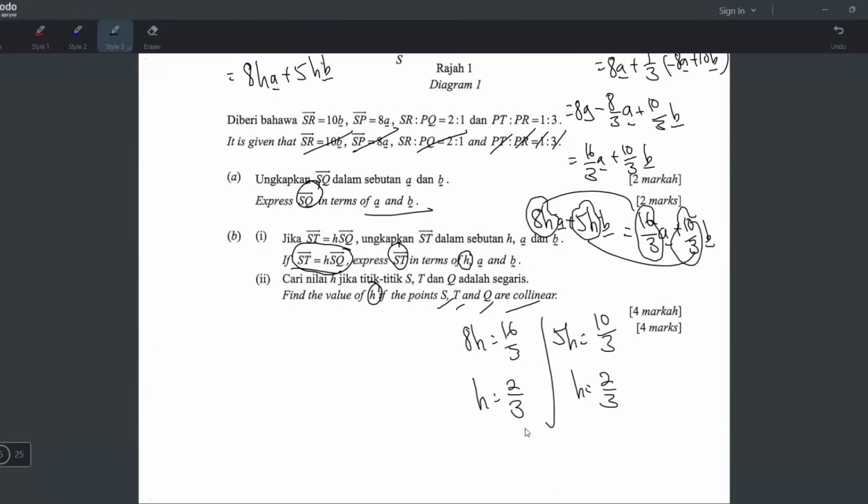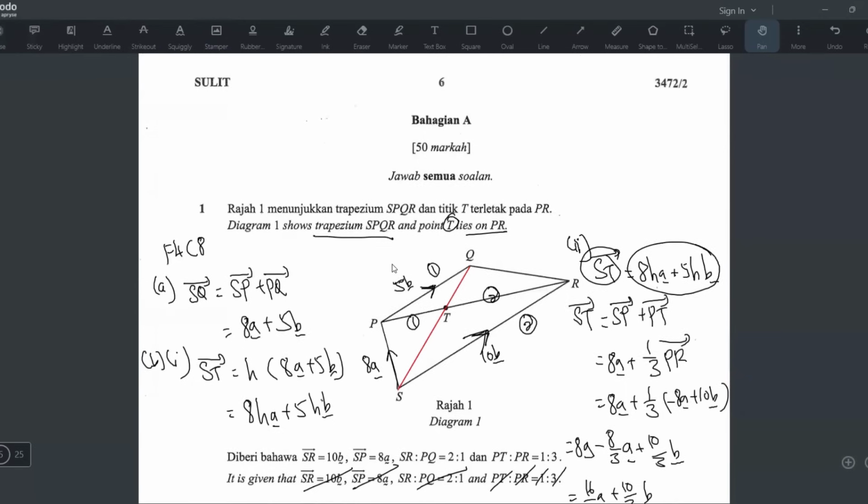Okay, so yeah, this is the answer, that's all. So that means you can just choose one to do here. Okay, because they both give you the same answer anyway. So you only have one answer for H, and that's all. All right, hope you understand, that's all.